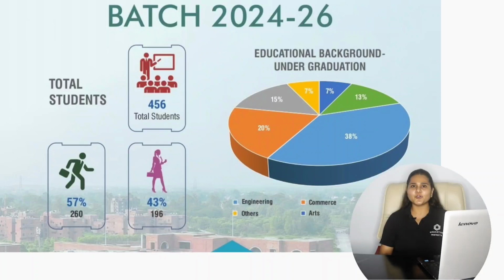Now if we consider the overall batch profile for the batch of 2024-2026, that is the recent batch, the overall batch strength is 456 candidates. 57% candidates are male and 43% are female. So in this batch, the number of female candidates has increased compared to the placement report for the last batch.